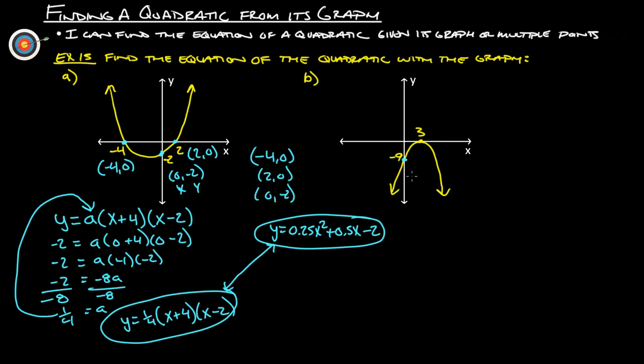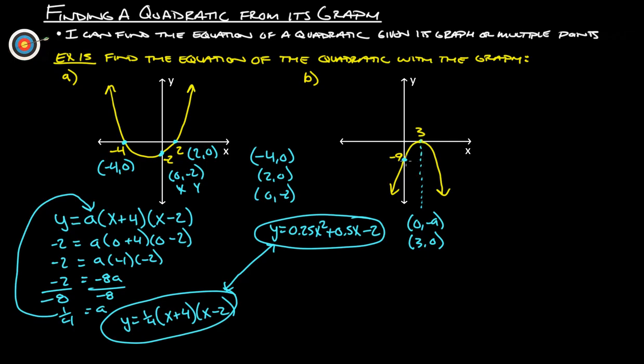Okay, let's do B here, and we're going to do this with the graphing calculator as well. We've got this point right here, that is at 0, -9. We also have this point here, which is at 3, 0. And you're like, wait, we don't have another point. But we do, if we make this little... there's the vertex right there.